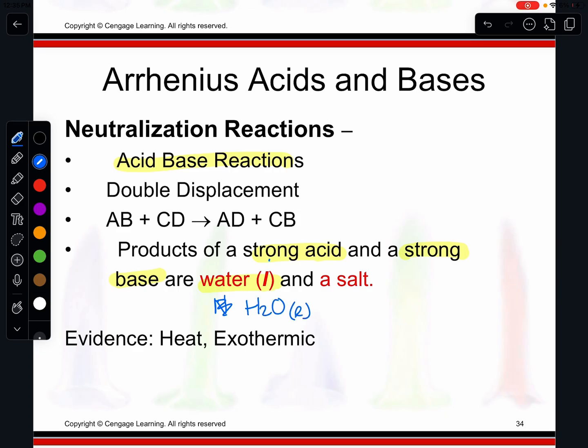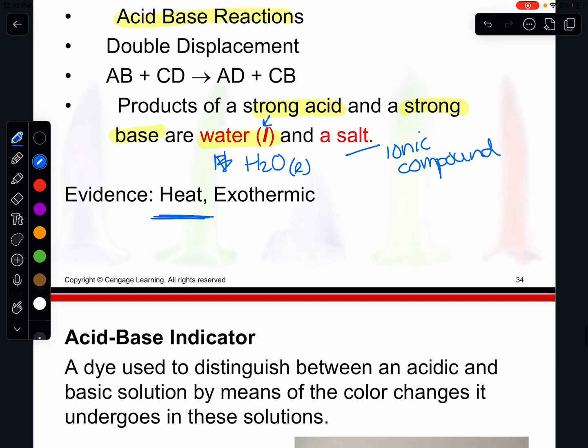Now, the products of a strong acid and a strong base, which you would have memorized, is water, which we literally write as H2O, and that is a liquid. Okay, this is an L. And then a salt, and I want to remind you, a salt is just another name for a compound. So it is not NaCl, it is just some sort of salt. And you can see this oftentimes because it is usually an exothermic reaction. Heat is being given off, it is exiting the system.